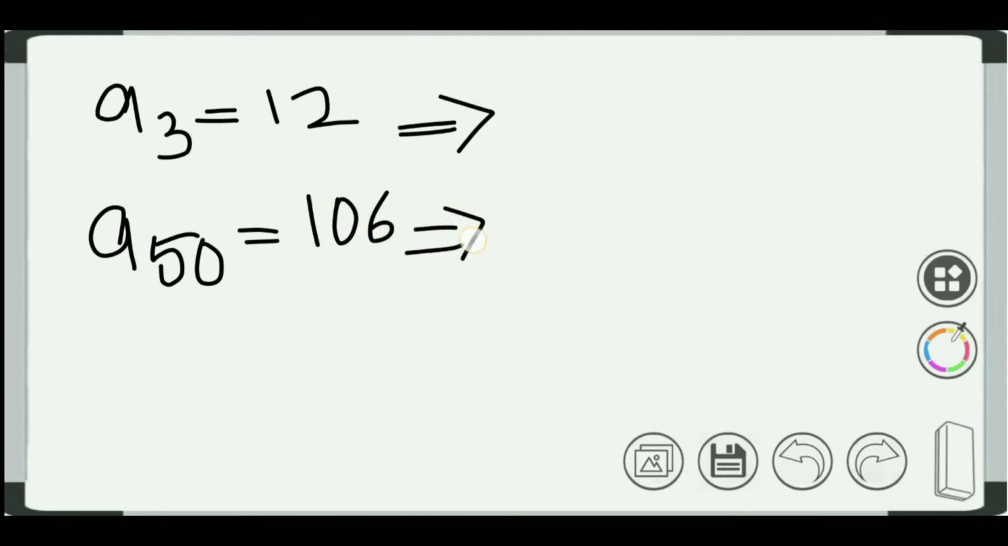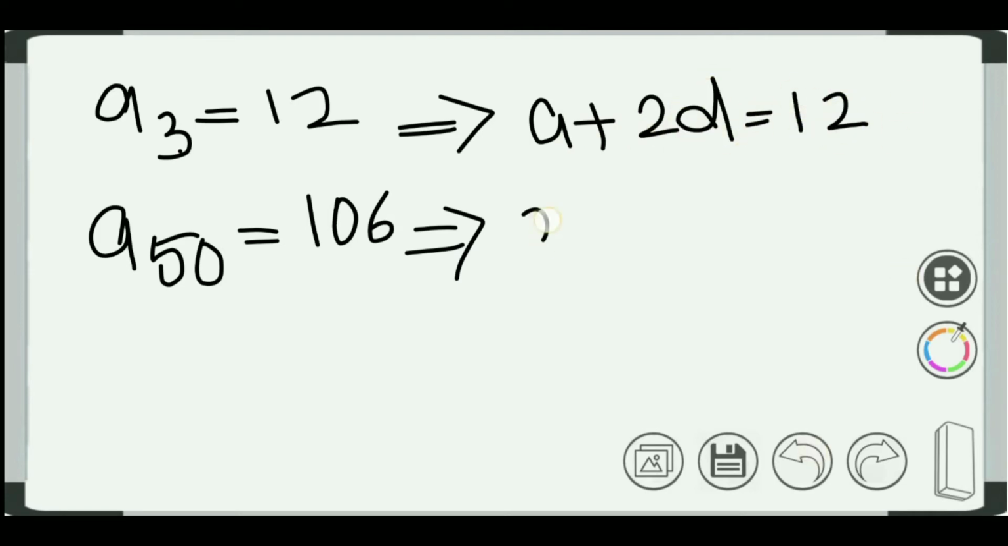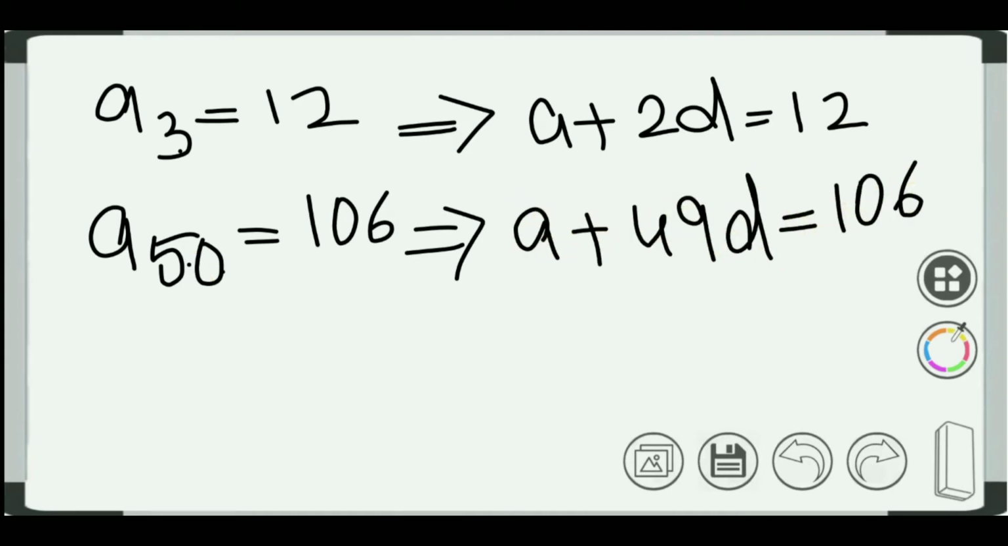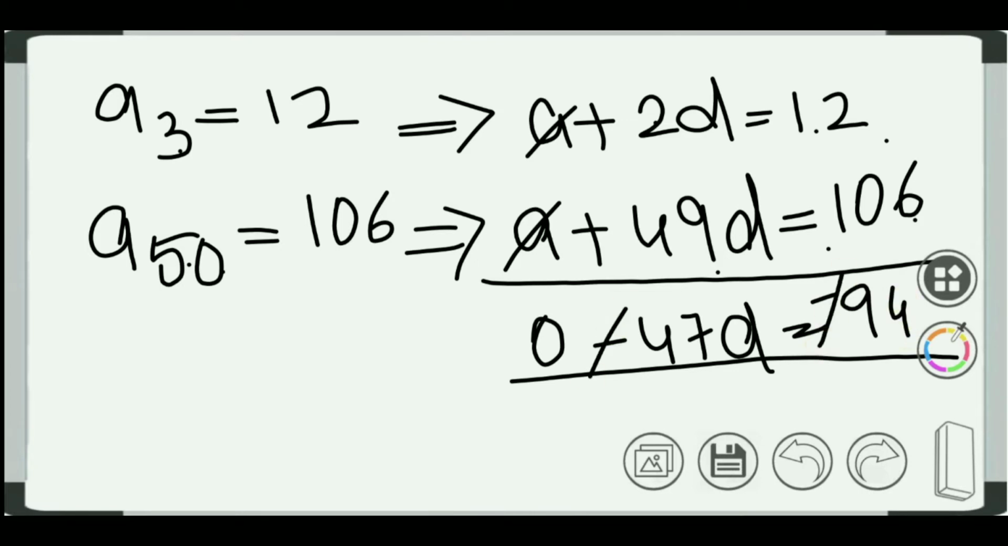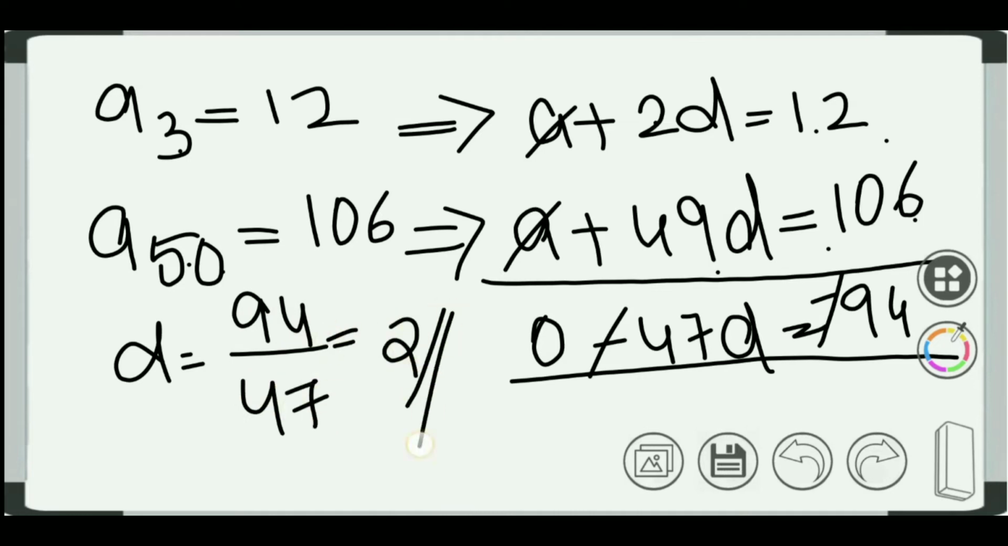Same way, expand it. A plus 3 minus 1, 2d equal to 12. And a plus 50 minus 1, 49d equal to 106. Elimination method. Subtract. A minus a, 0. 2d minus 49d, minus 47d. 12 minus 106, minus 94. Negative negative got cancelled. So d is equal to 94 divided by 47, which is equal to 2. So you got the value of d as 2.